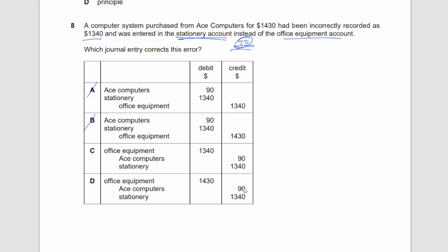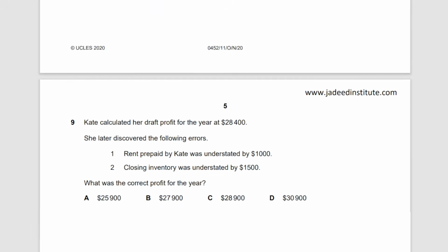So whenever payables increase, when liabilities increase, they're credited in the liability account. Ace Computers is a liability account. And office equipment, as it was supposed to be debited by 1430, it is debited. Sounds good, I guess. Let's move on.